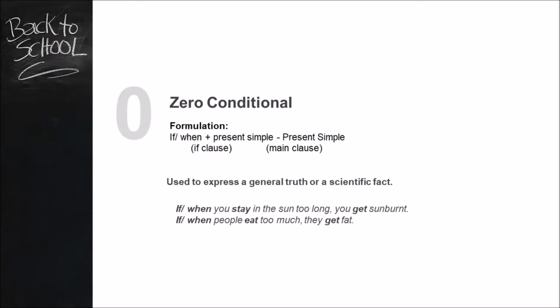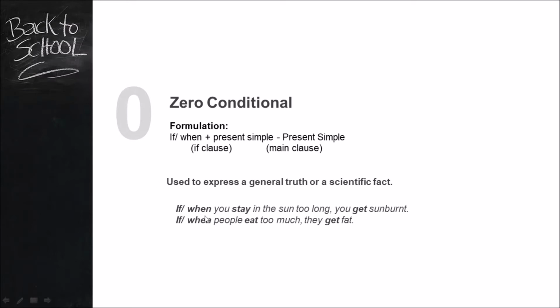Now let's see each one. Type 0, zero conditional. The formulation is, as you can see, if or when plus present simple for the if clause and present simple for the main clause. It is used to express a general truth or a scientific fact. For example, if you stay in the sun too long, you get sunburned. Or, if people eat too much, they get fat. This is a general truth.